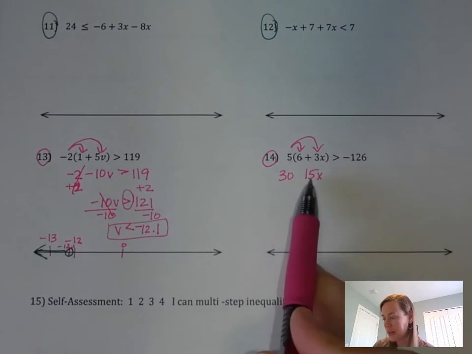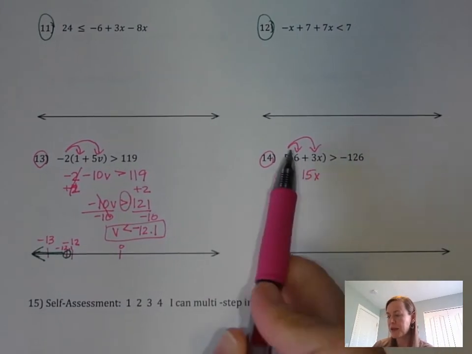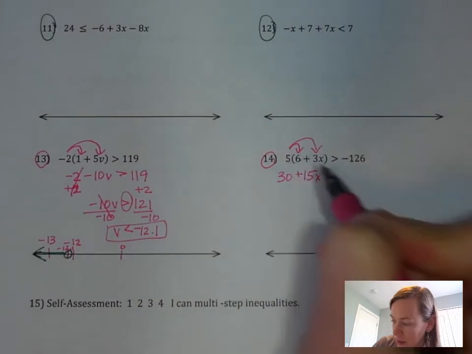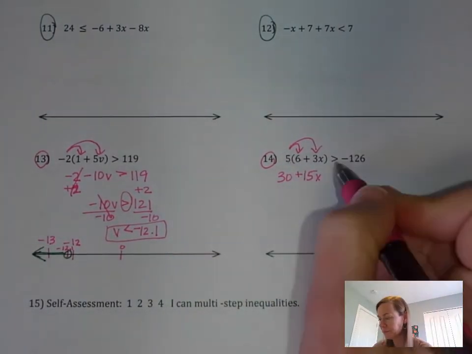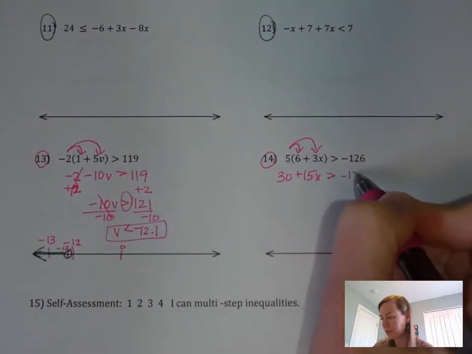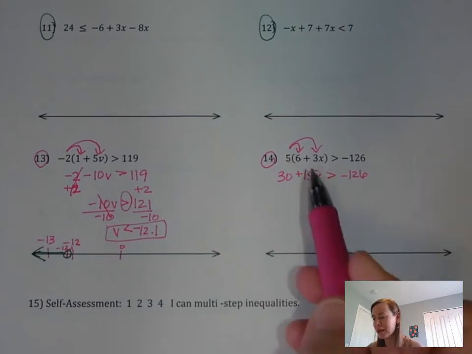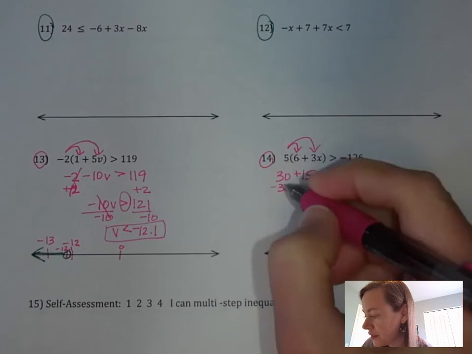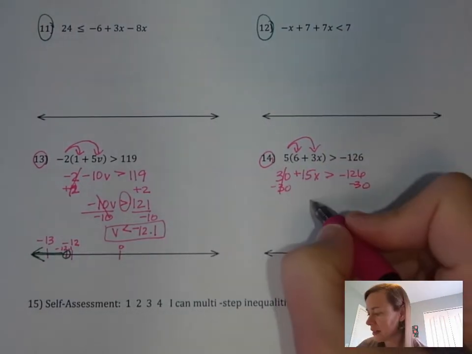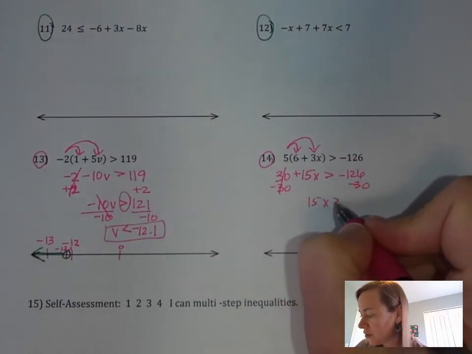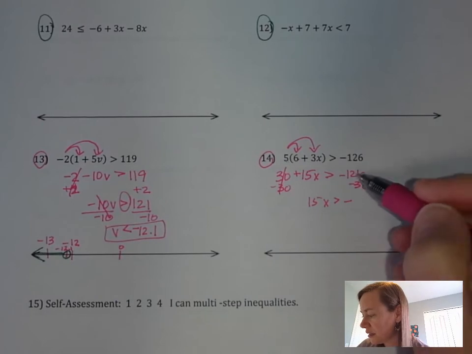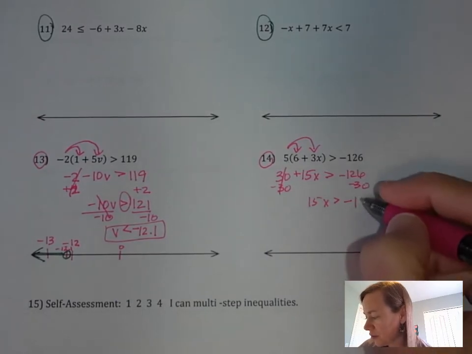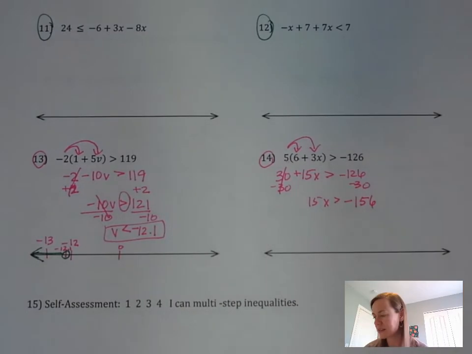Now, was this 15x positive or negative? It was positive because you have a positive number times a positive number. That means the sign that goes here is a plus sign. And then this you're just going to bring down. Okay, we're going to get rid of that 30 first. Let's get rid of it by subtracting it from both sides. Bring down what you can. 15x is greater than negative, let's see, same signs, add and keep, so negative 156 it looks like.